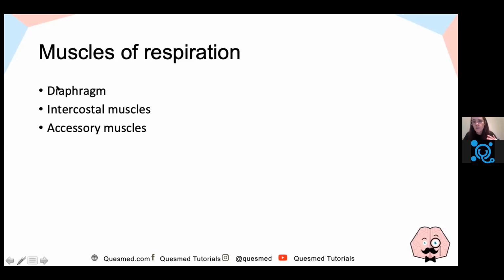We've got our intercostal muscles, so they're found between the ribs. And then we've got our accessory muscles. These are muscles where the primary reason for them isn't respiration, but they can help when we're needing to shift more air, for example, during exercise or when we're unwell.